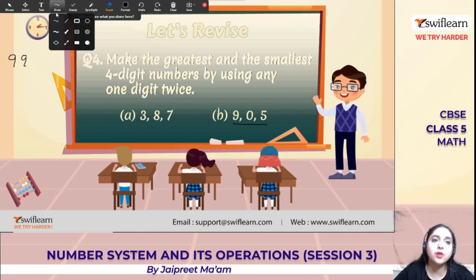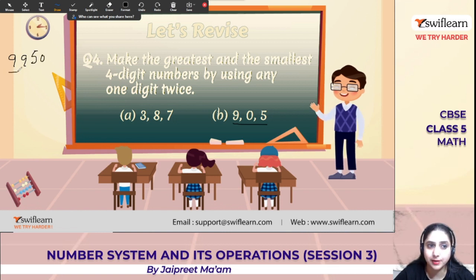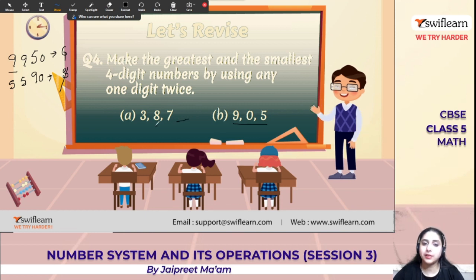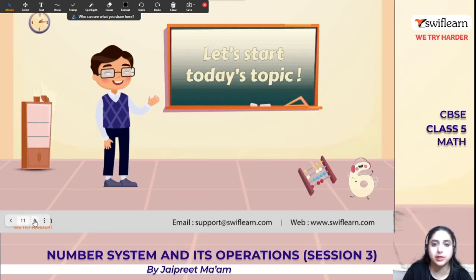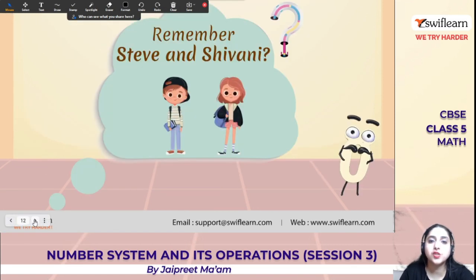9,950. I'm again using the greater digit twice. This is the greatest number, and the smallest number will be 5,590. So this is the answer for the second part. This is the revision which we have learned in our previous 2 sessions. So let's begin today's topic.